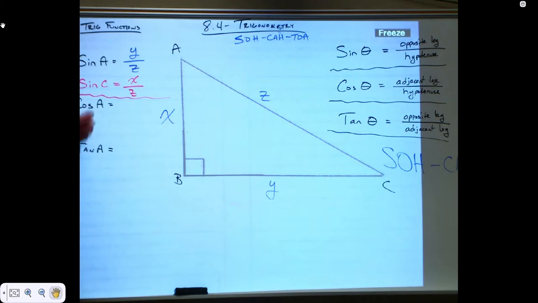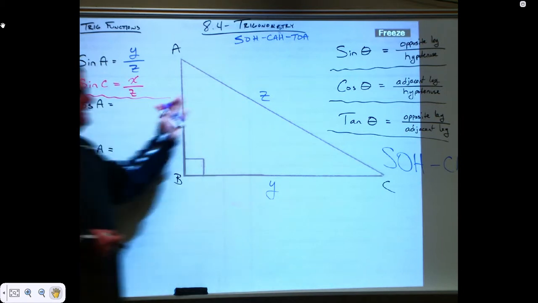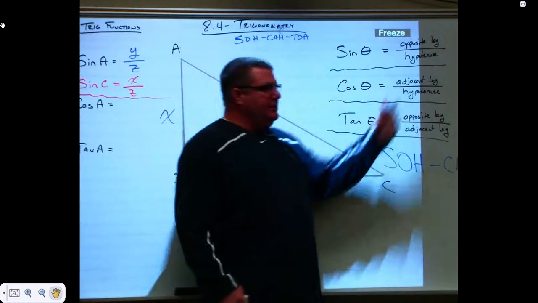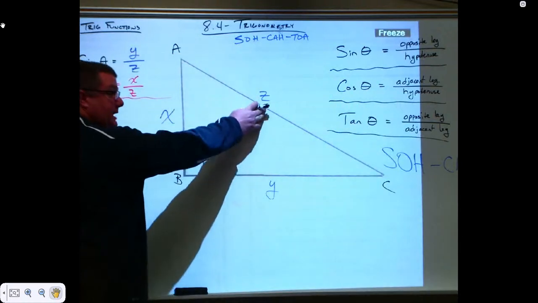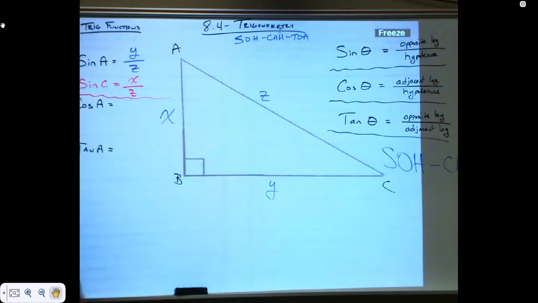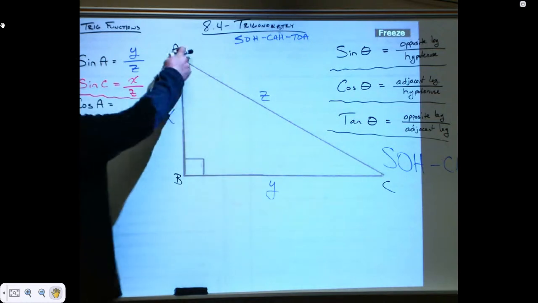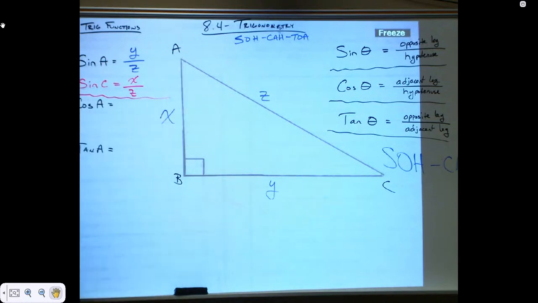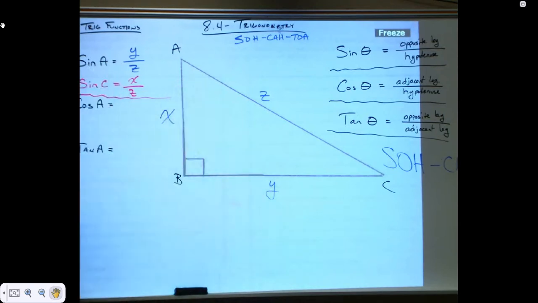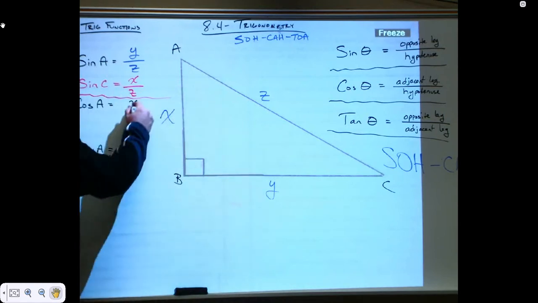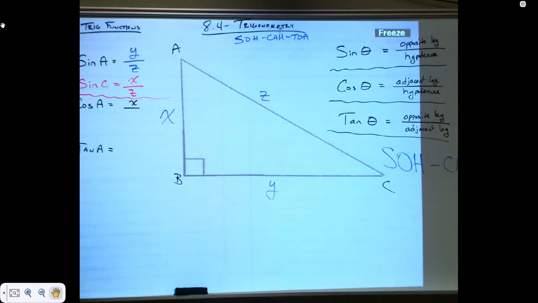So now should we be able to find the cosine of A? Yes. The cosine of A. What's the difference about cosine? It's the adjacent leg over the hypotenuse. Adjacent means beside. If I go to A, which leg is beside A? X. That's the one beside it, so that would be x over the hypotenuse, which is always the same.